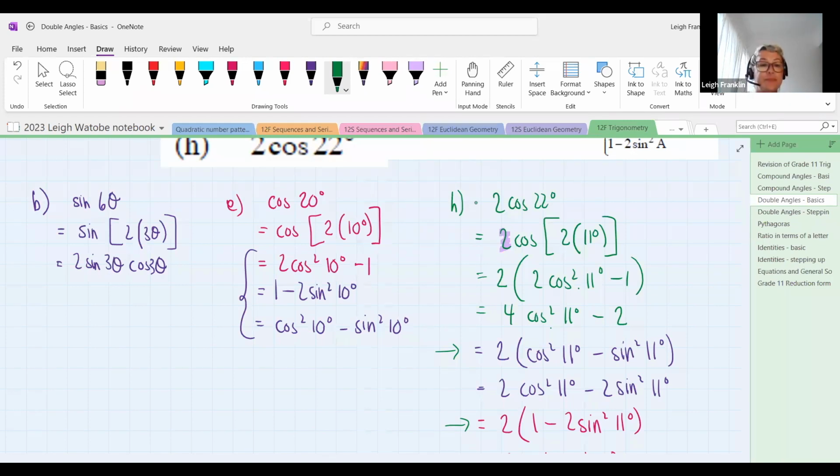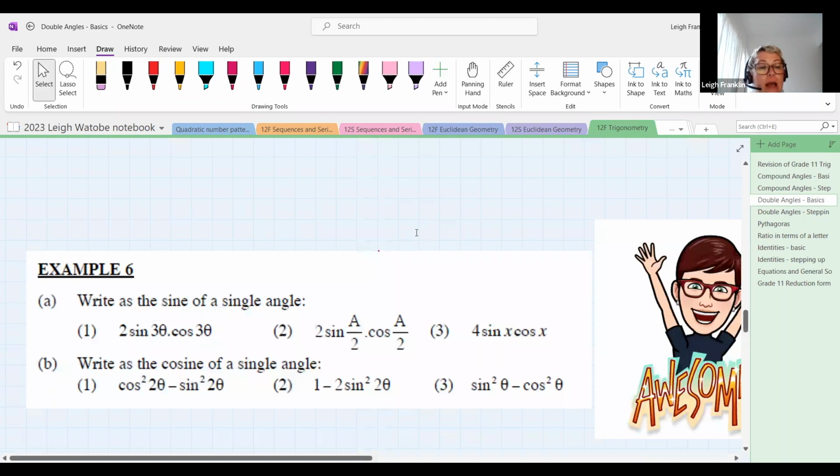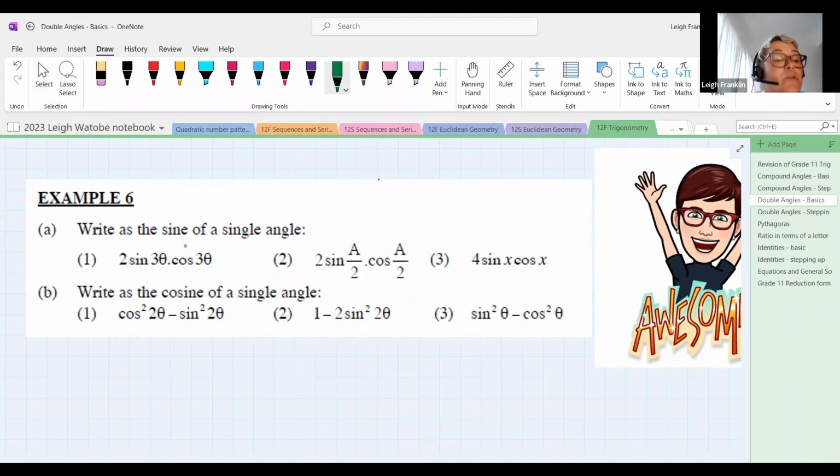All right, let's go on and have a look at something else. Now what they're asking us to do is the reversal. We've taken the sine of a double angle and expanded it, and the cos of a double angle and expanded it. So now they want us to do the reversal of the expansion. These ones are not too bad, certainly the first ones anyway.